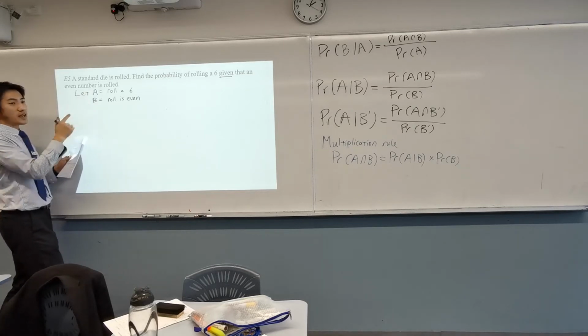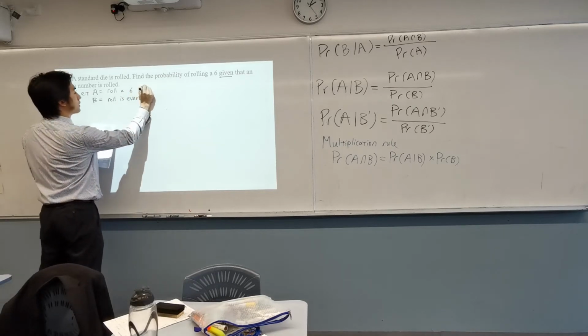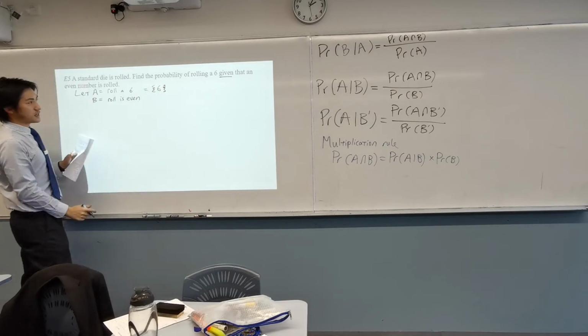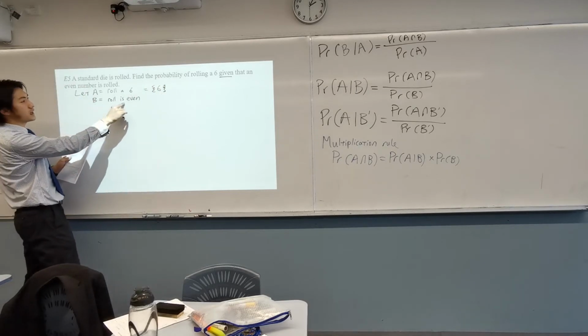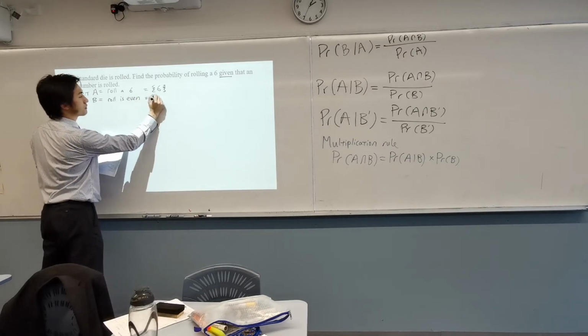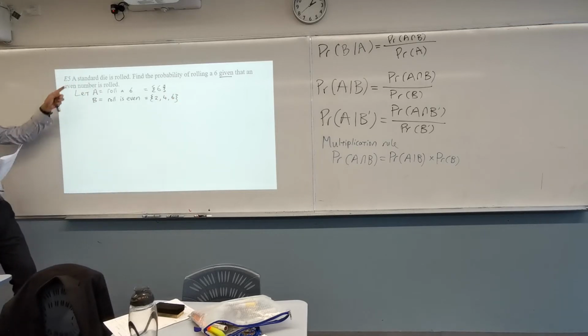Now for these 2 events, we can actually list out the different outcomes, which are 6 and even. So rolling a 6 means there's only 1 outcome in that set. And getting an even number means that there are 3 outcomes in that set: 2, 4, and 6. It's a standard die, so there's no numbers greater than 6.